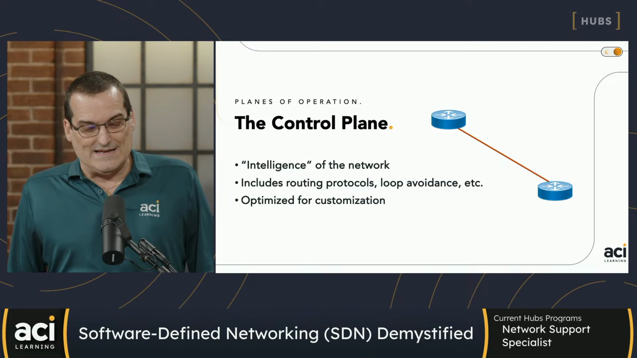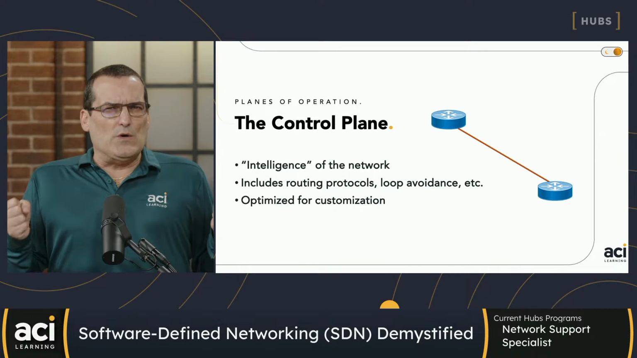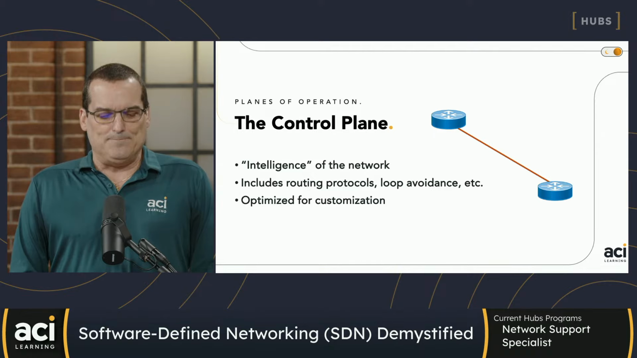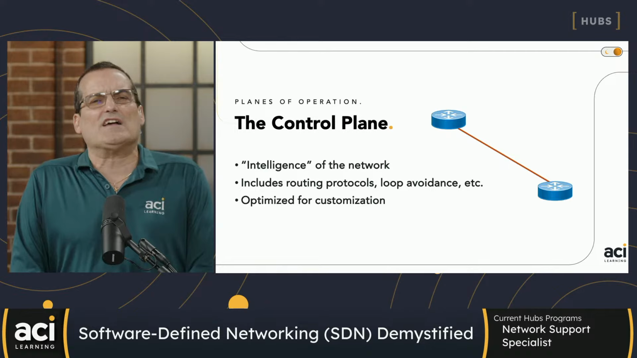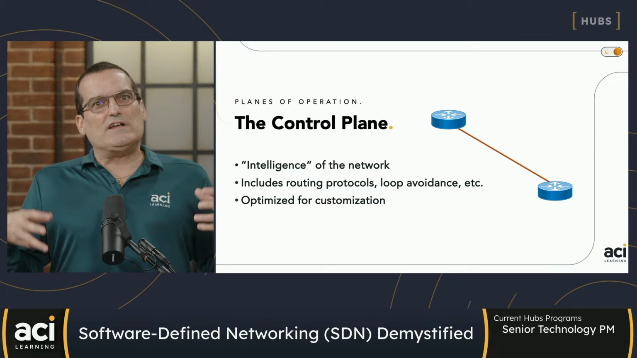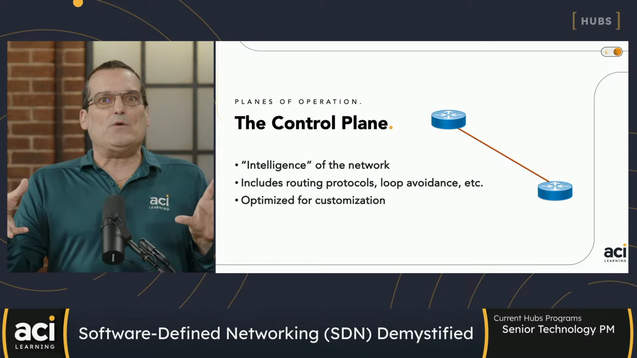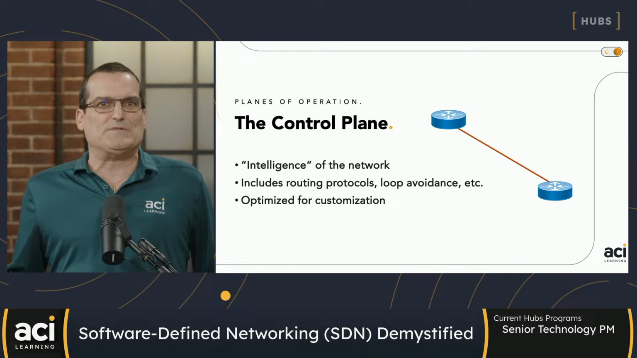Now, we said that the data plane, we were obsessed with speed and the components were really optimized that way. In the control plane, I really like to describe it as optimized for customization. In other words, OSPF makes it very easy for you to go in and re-engineer the network. There's special area types and special router types that we can use to optimize things. So a lot of customization is possible here.